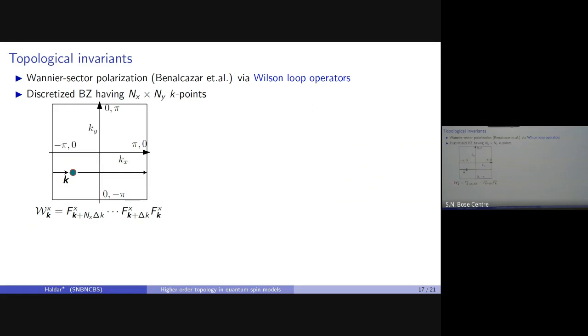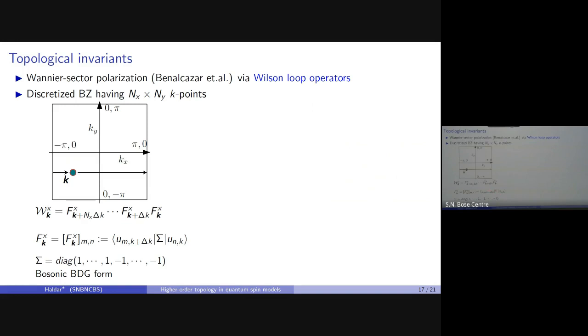And what are these F objects? These F objects are themselves matrices, whose elements are overlaps between your Bloch wave functions at k and k plus delta k. Since the Bloch wave function also carries a band index, the dimension of this F matrix is the number of bands by number of bands. You multiply the string of these matrices to construct W_x,k. And the sigma over here looks like 1, minus 1.